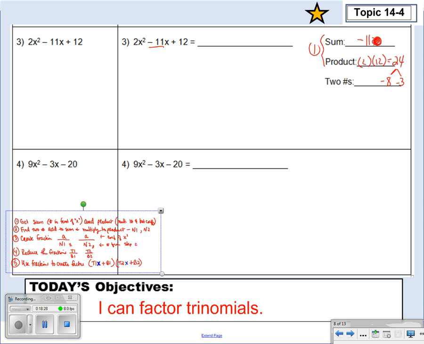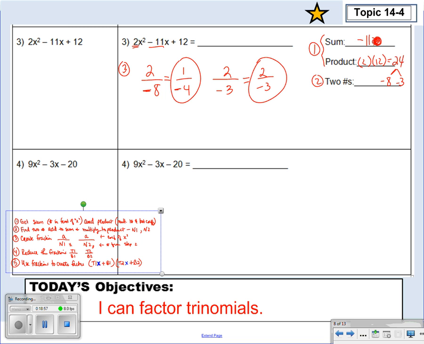So first step, sum and product. Second step, we found the numbers. Third step, create our fractions. Those numbers go on the bottom, negative 8, negative 3. The number that goes on top is the number in front of the x squared. Step 4 is to reduce the fraction. 2 over negative 8 can become 1 over negative 4. Remember, the negative always stays in the bottom. 2 over negative 3 cannot reduce. It stays as 2 over negative 3.